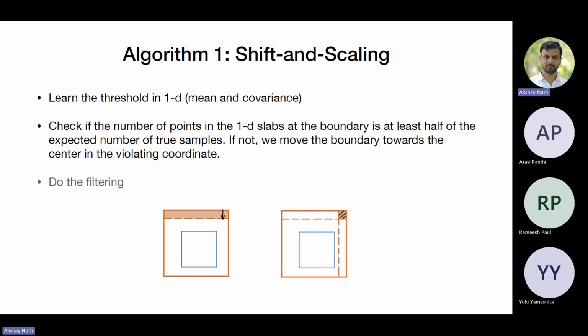And of course, we continue to do the filtering whenever we move the boundary. In this way, we'll update each threshold in each coordinate until we get the correct cube. That gives us, for every boundary, high enough density. And this is the shift and scaling algorithm.